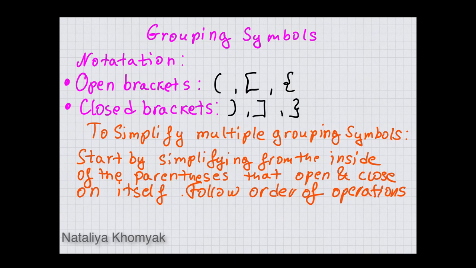Grouping symbols. First thing you need to know is the notation. The brackets are open when the two ends are facing to the right, and they are closed when the two endpoints are facing to the left. To simplify multiple grouping symbols, you want to start by simplifying from the inside of the parentheses that open and close on itself, meaning there is no other sets of parentheses inside of them. And then you just need to follow order of operations.